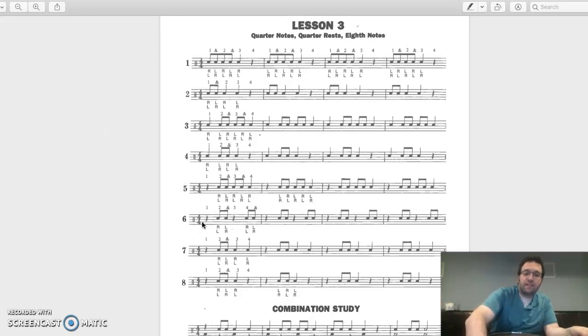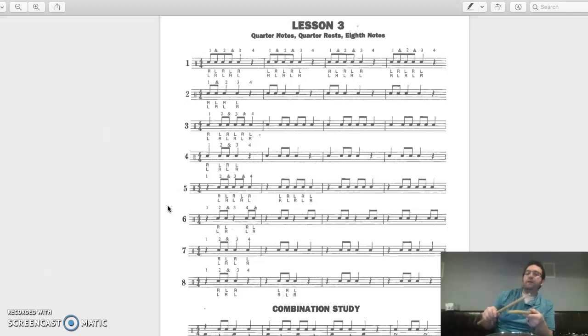let's check out number 6. We have a rest on beat 1 again. We have a rest on beat 3 as well, so our 8th notes are on 2 and 4. So every time we start our 8th notes, we want to go right, left. Okay? So if we click and count number 6, this should be actually kind of easy.